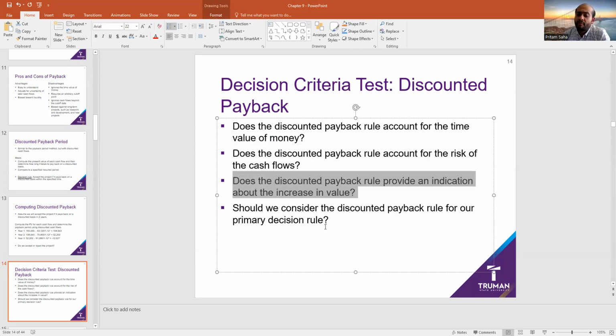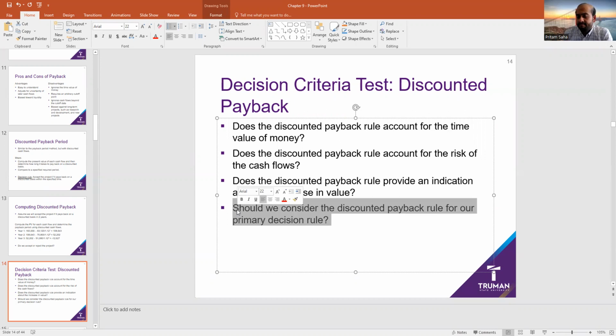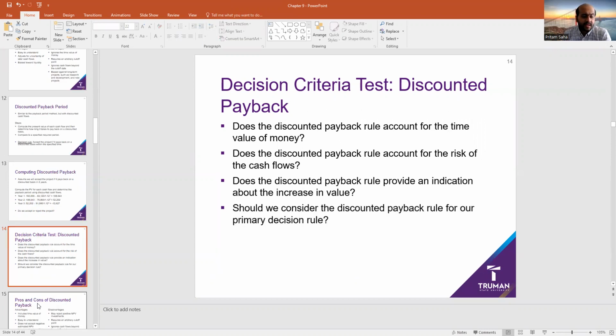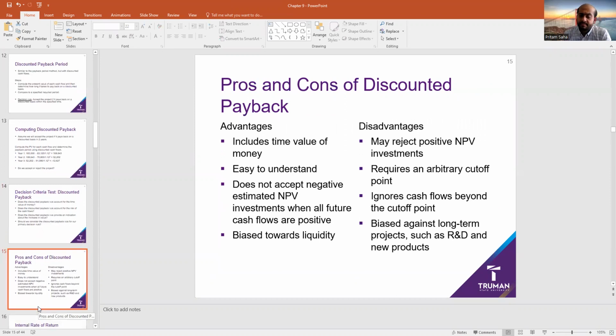Does the discounted payback rule provide an indication about the increase in value or not? We don't know. What we know is only how many years we need to return our initial investment, but we don't know whether investing in this project, by this proxy, can generate value or not. Should you consider it as a primary decision rule? No, absolutely not. Pros and cons.